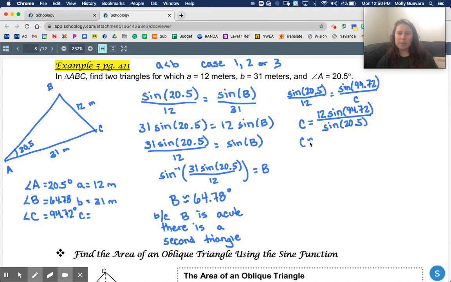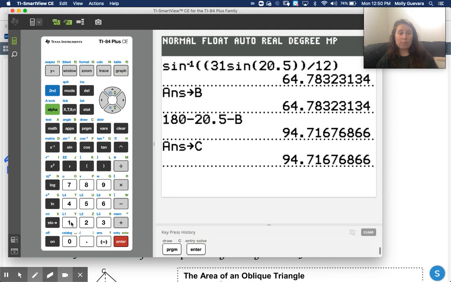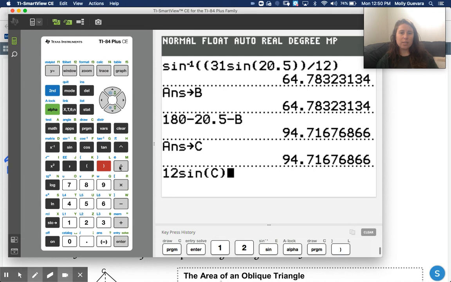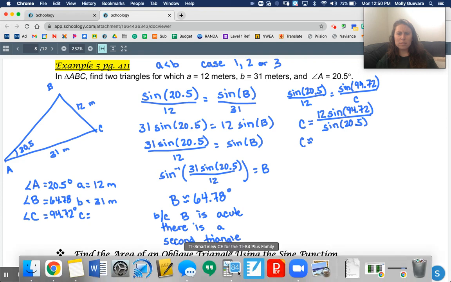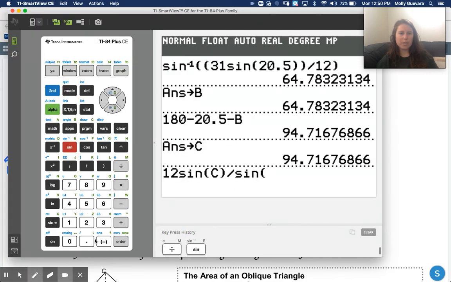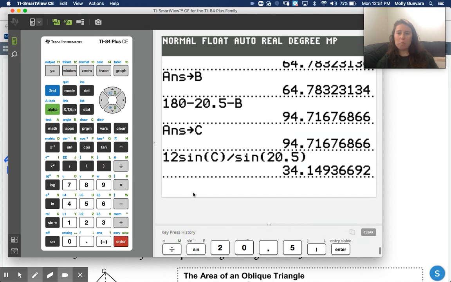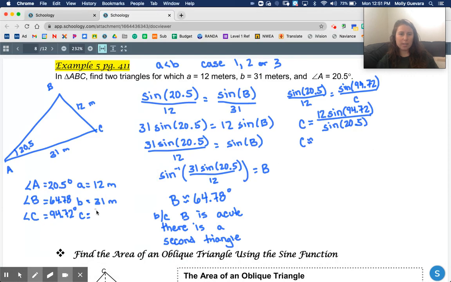So I get C is about, now remember when I enter this, I'm not going to enter 94.72. I'm just going to enter C. Okay, so I have 12 sine of C divided by sine of 20.5. And I get 34.15, let's just say. 34.15 meters. So that is one triangle.